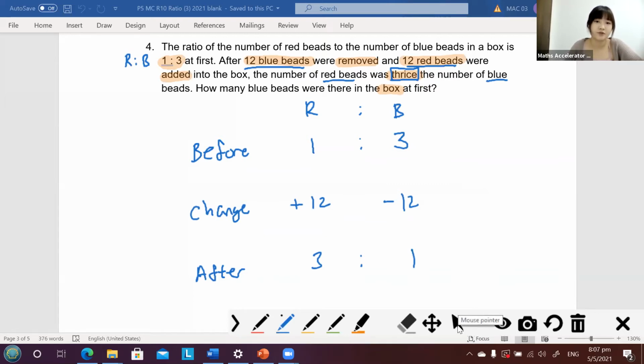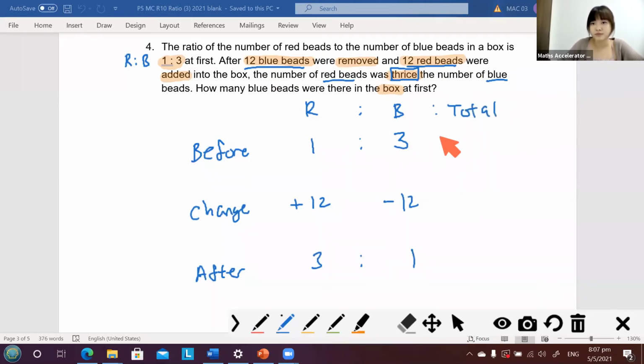Okay, so you must read carefully. Even I see it wrongly also. So blue here, 12 removed, minus here. Red here, added, plus 12. So plus 12 minus 12, total wouldn't change. Okay, you add into the box, and then you go and take out from the box. Total shouldn't change. So let's check.